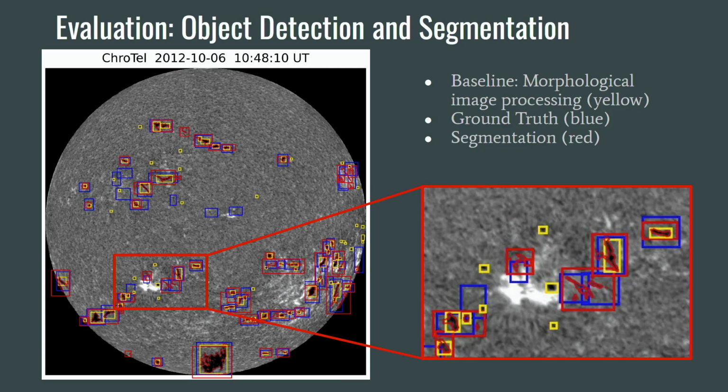To evaluate this, for the ground truth we have only bounding boxes, so we created from the segmentation maps also bounding boxes, and we compare. These are the red boxes, and the yellow boxes are from the morphological image processing, which I showed in the beginning, and there we also created the bounding boxes from the masks and compare them. And you already see that there are much fewer detections in the morphological image processing.